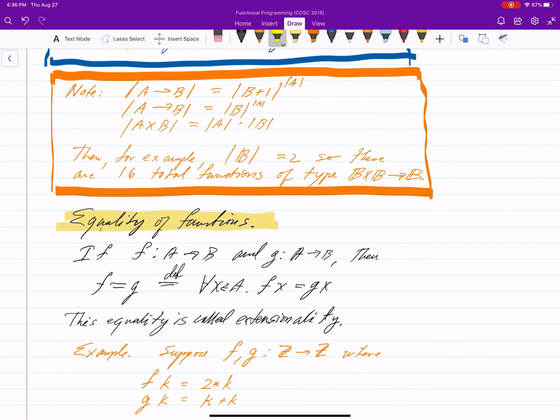Just a little aside here about counting these things that you probably had in 2030: the cardinality, and we put these vertical bars to indicate the size of the set, of the set of partial functions from A to B is the size of B plus 1 raised to the power of A. I should have written this like this. Let me write it again out here: the size of B plus 1 raised to the power of the size of A.